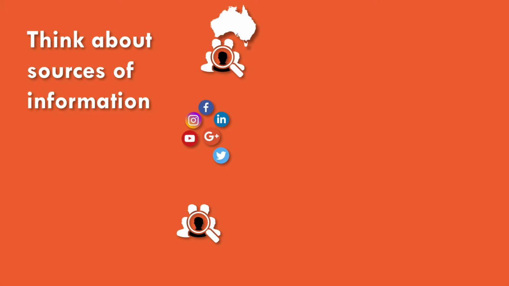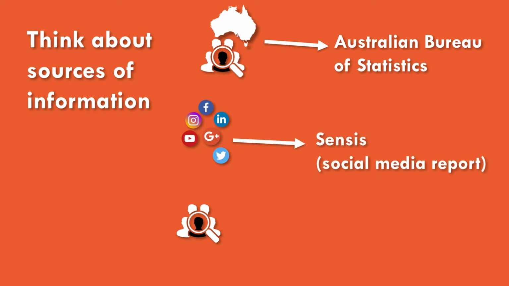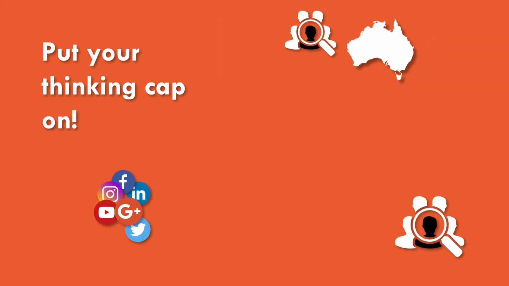For example, if we're looking at demographic information or geography, we can consider the Australian Bureau of Statistics, and if we're looking at social media, Census produces an annual social media report. And if we're looking for a bit more about interests and lifestyles, then the Passport database can tell us a lot.